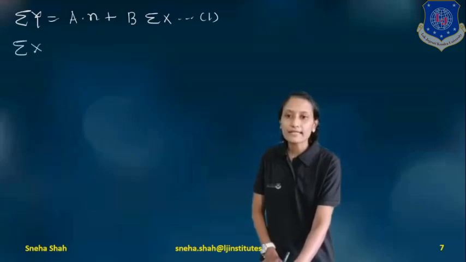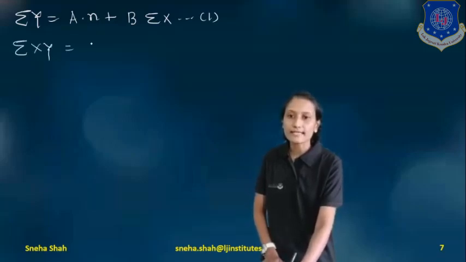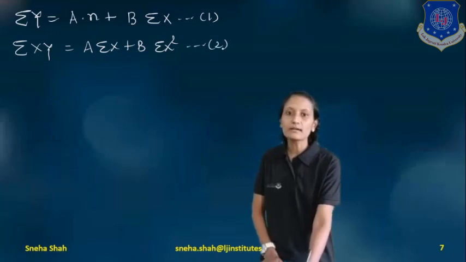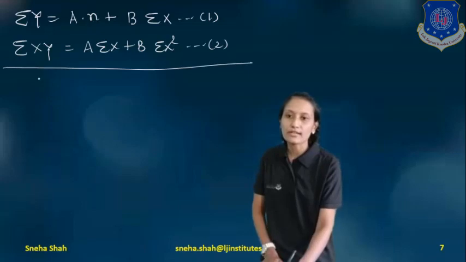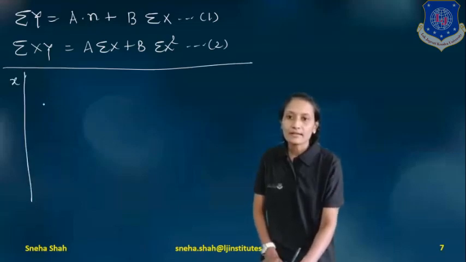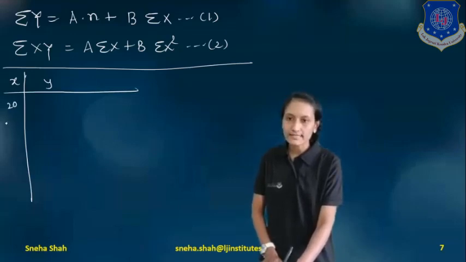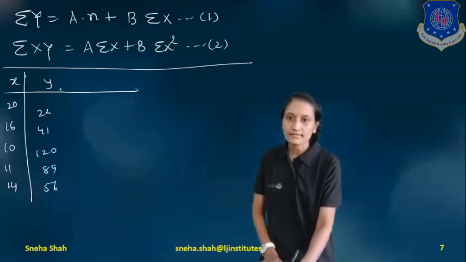Now similarly we will find the next normal equation: summation x into y equals A summation x plus b into summation x square. So this one is equation number 2. Now for this we have to find out all these values. So for that, first of all I am writing the table. x and y values are given to you. x equals 20, 16, 10, 11 and 14. Now the values of y are given to you as 22, 41, 120, 89 and 56.